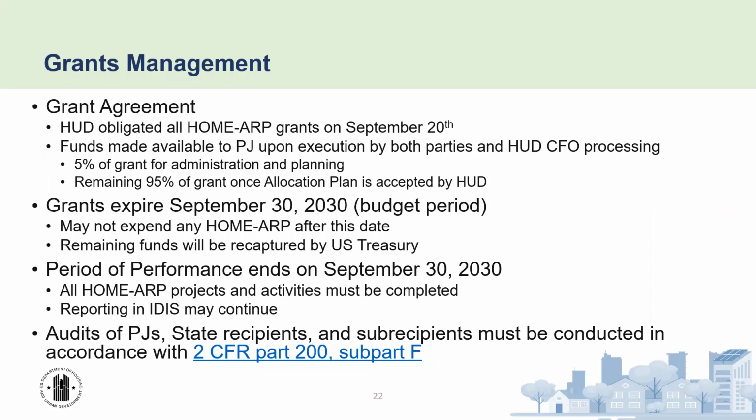However, the PJ may continue to report in IDIS its beneficiary and completion data. And finally, single audits of PJs, state recipients, and subrecipients must be conducted in accordance with Subpart E of the Uniform Administrative Requirements. Next slide.